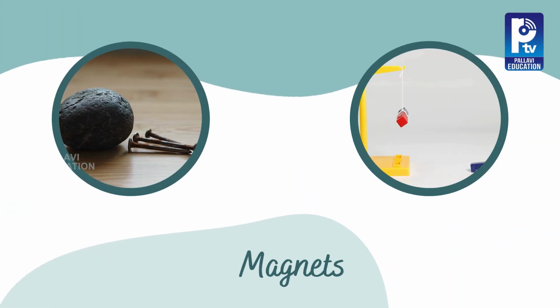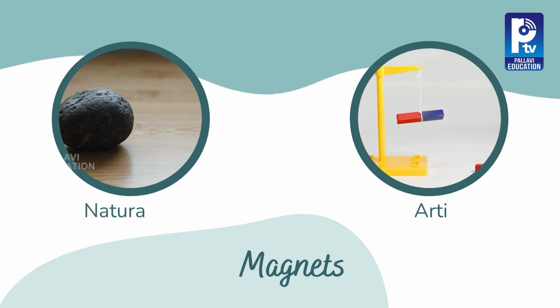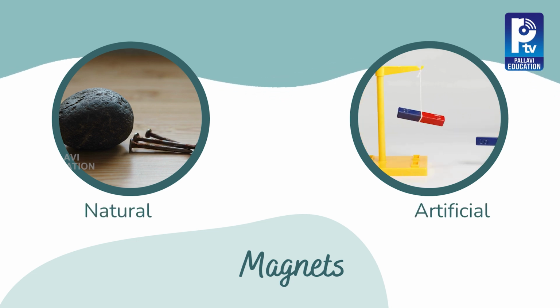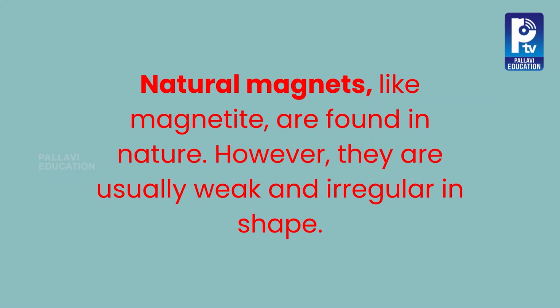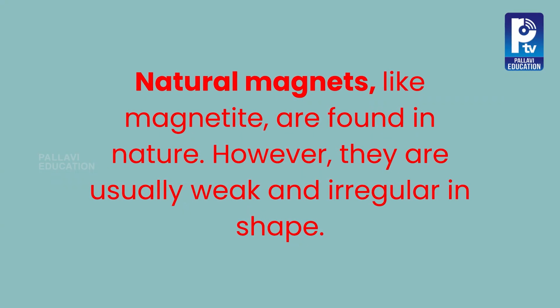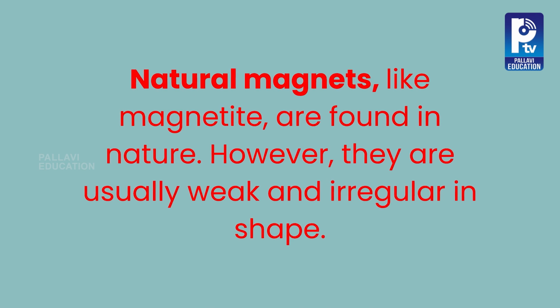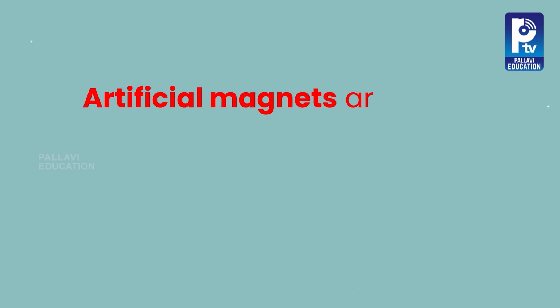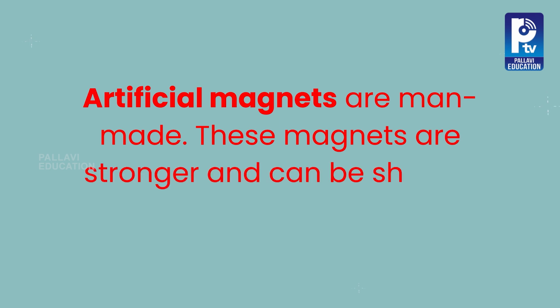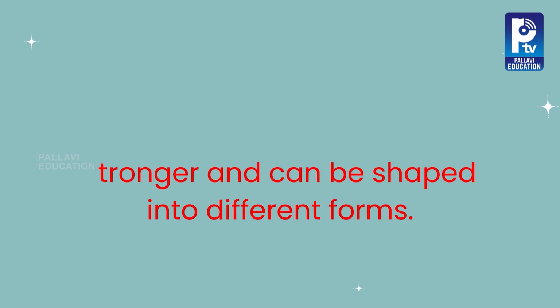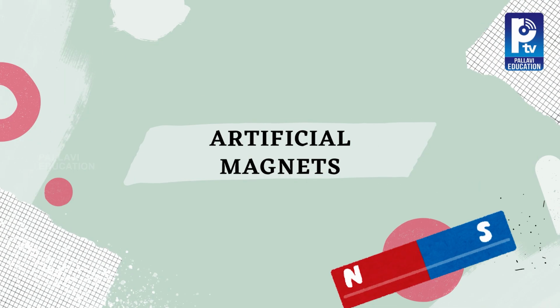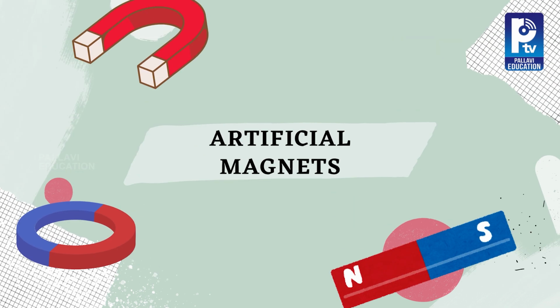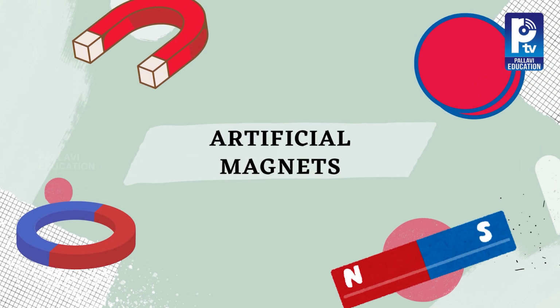Today, we use two main types of magnets: natural magnets and artificial magnets. Natural magnets, like magnetite, are found in nature. However, they are usually weak and irregular in shape. Artificial magnets are man-made. These magnets are stronger and can be shaped into different forms, such as bar magnets, horseshoe magnets, ring magnets, or even disc magnets, depending on their use.